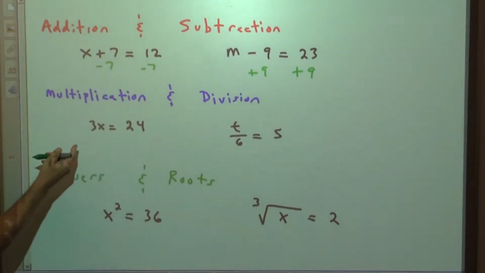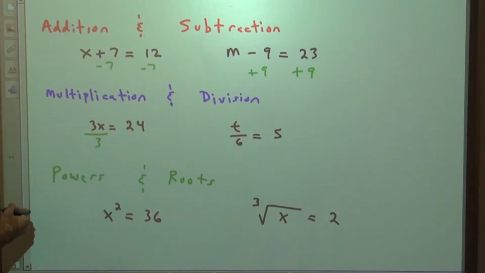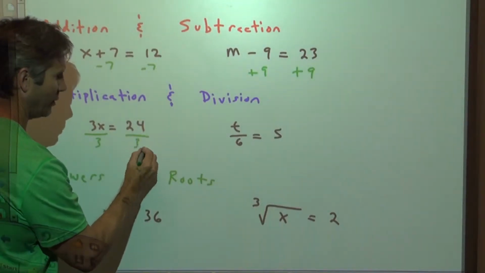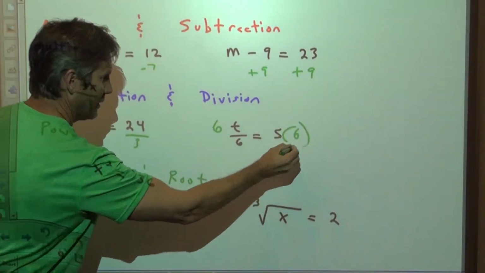Likewise with multiplication and division. How do you get rid of this 3? How do you undo multiplication by 3? You divide by 3, on both sides. How do you get rid of division by 6? You multiply on both sides by 6.